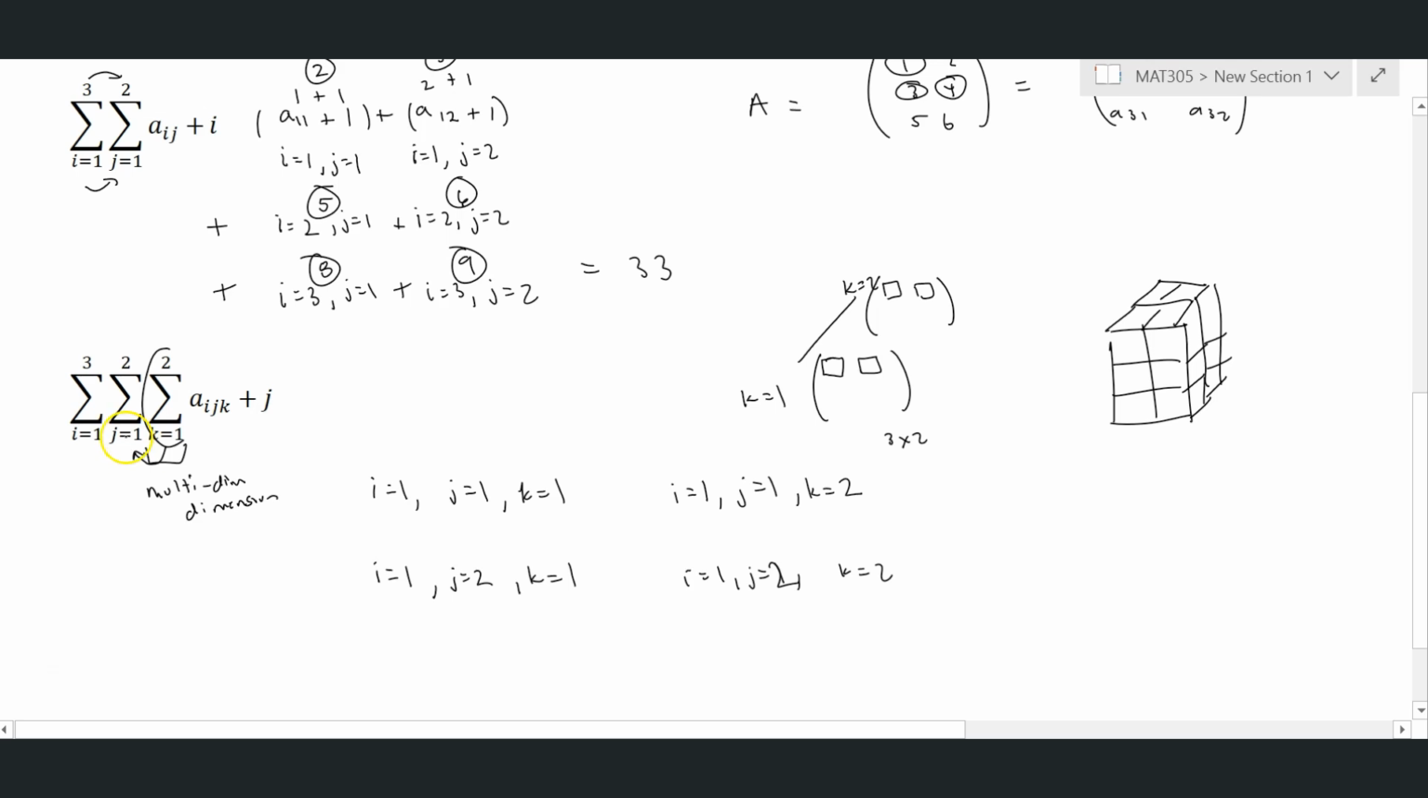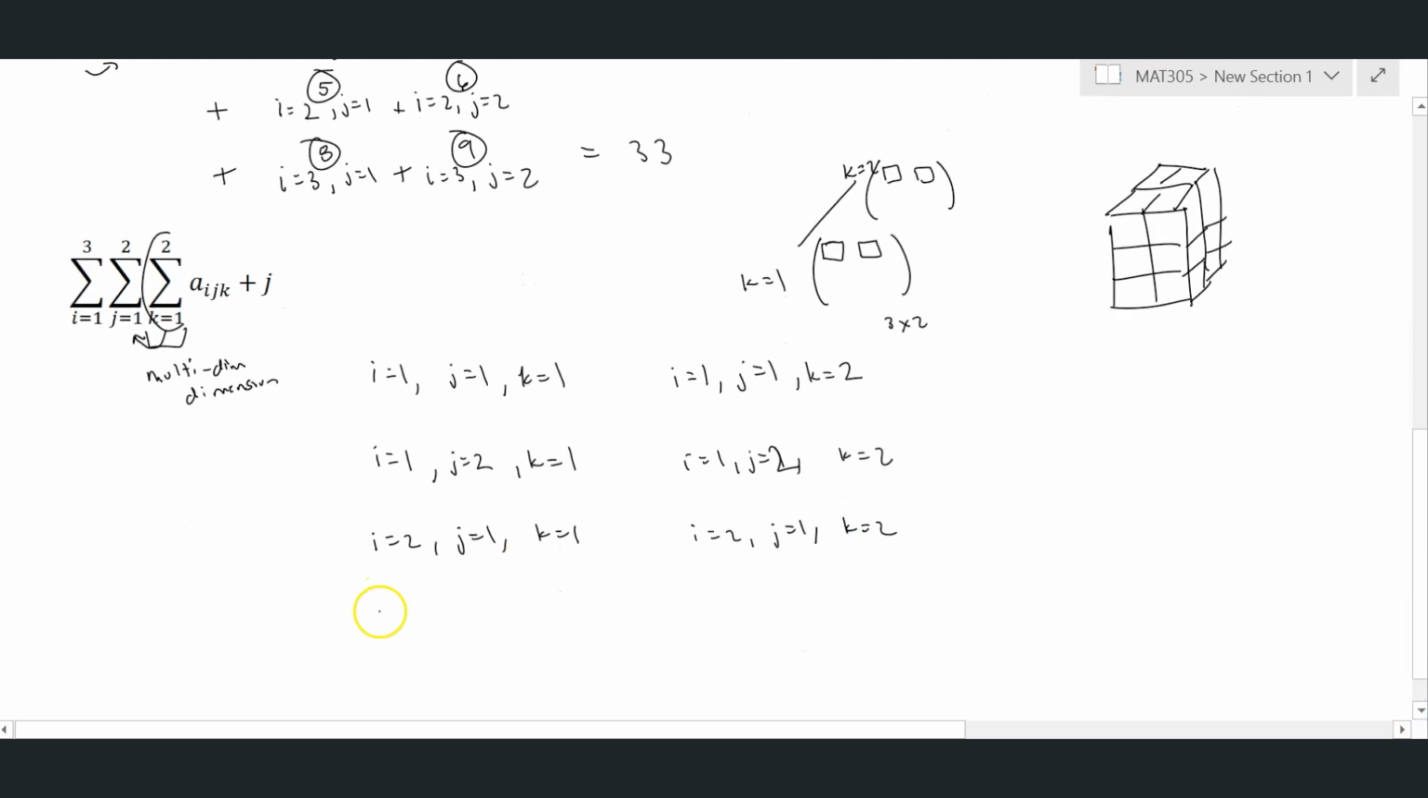Okay, what do we do next? Well, now notice j is maxed out. j has reached 2. So we've run through all of the j's and the k's for i equals 1. Well, now we're ready to go to i equals 2. Reset j to 1, reset k to 1. 2, 1, 1. Now we'll go 2, 1, 2. And then we'll go 2, 2, 1. Finally, we'll go 2, 2, 2.